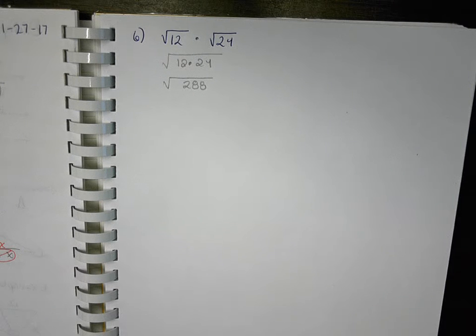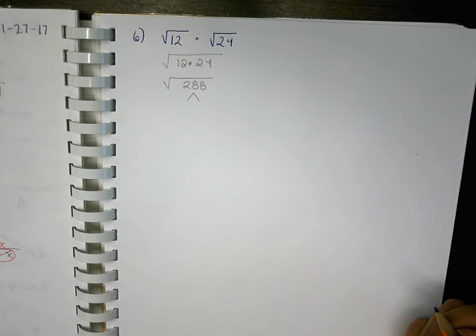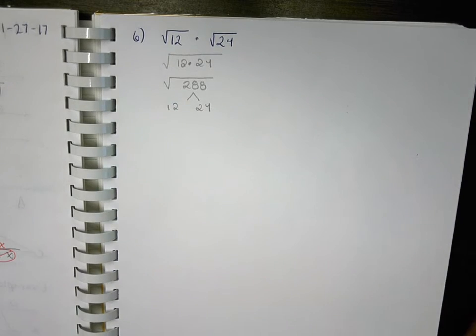Break it down. Now, when we break it down, what numbers do I use? Could we use 12 and 24 again? Yes or no? Now, if you wanted to, could you use 2 since 288 is even? Yes? Probably even try a 4. 4 would probably work. 6?